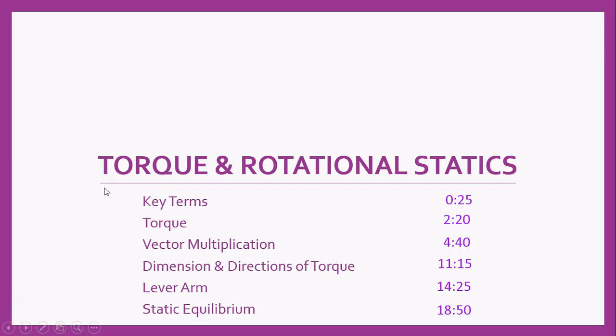Hello, this podcast is on torque and rotational statics. In this podcast, you'll learn about some key terms involved in rotational motion. We'll learn more about torque, vector multiplication, specifically the cross product, the dimensions and directions of torque. We'll learn about the lever arm, and we'll learn about the requirements for static equilibrium.